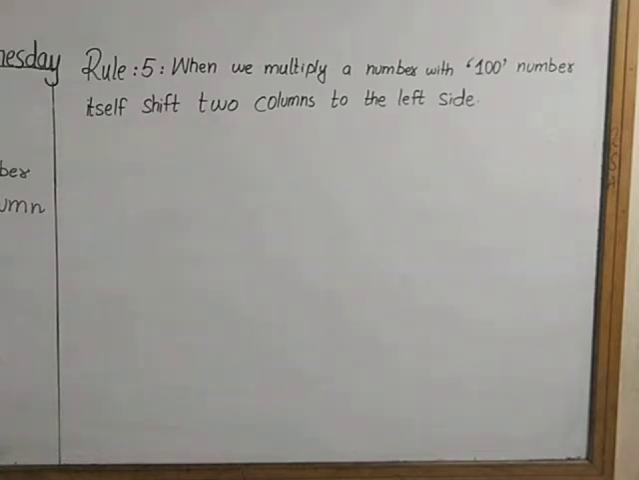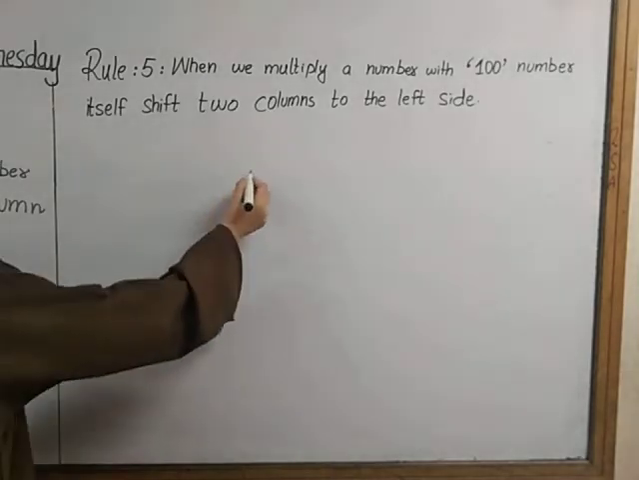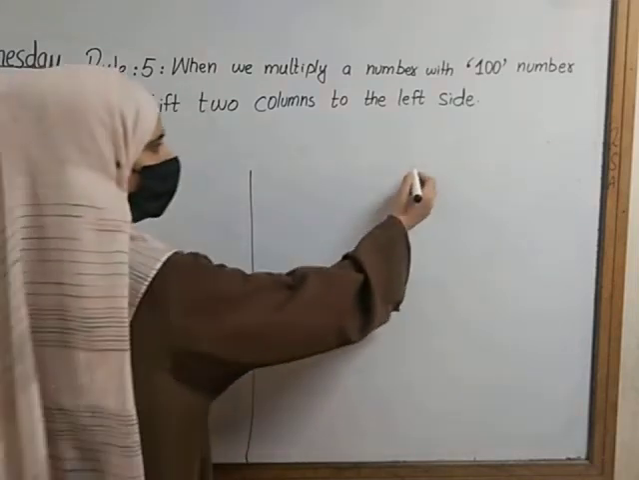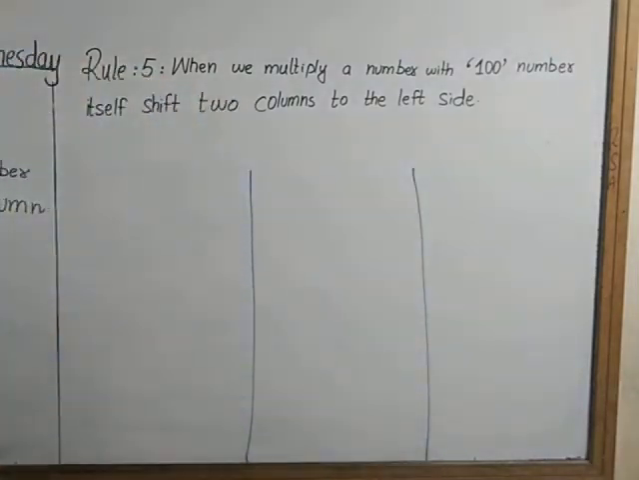100 में हमारे पास कितने zeros हैं? 2 zeros. Then the number itself shifts 2 columns to the left side. इसमें क्या होगा, हमारे जो numbers हैं 2 columns shift हो जाएंगे, means 2 place values move out हो जाएंगे. इसमें हम we can use 3 methods like method number 1, method number 2 and method number 3.